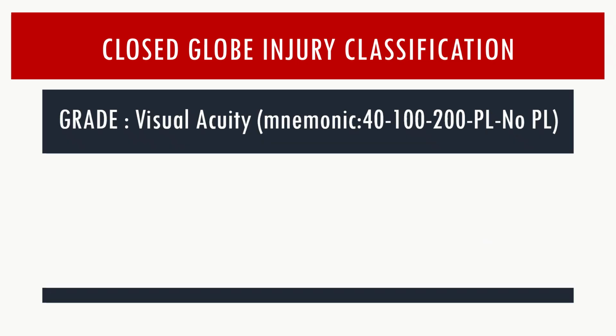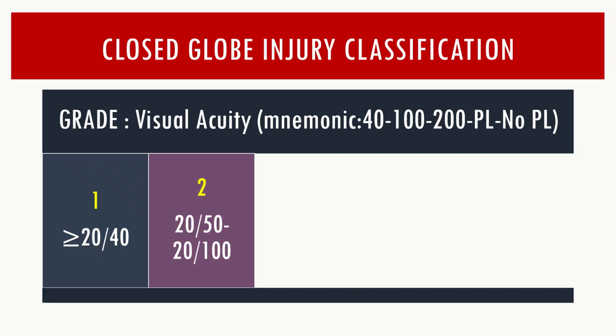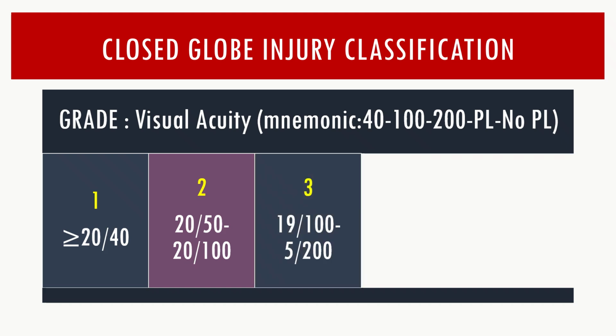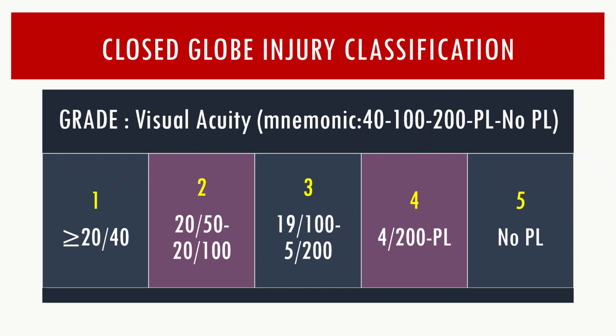Next is grade. Similar to open globe injuries, grading in closed globe injuries is also based on visual acuity using the same mnemonic: 40, 100, 200, PL and no PL. Grade 1 is visual acuity better than or equal to 20 by 40. Grade 2 is between 20 by 50 to 20 by 100. Grade 3 is between 19 by 100 to 5 by 200. Grade 4 is between 4 by 200 to perception of light, and grade 5 means no perception of light.